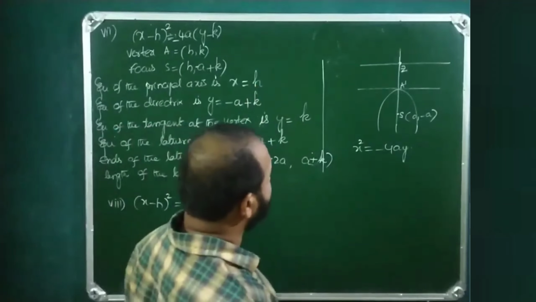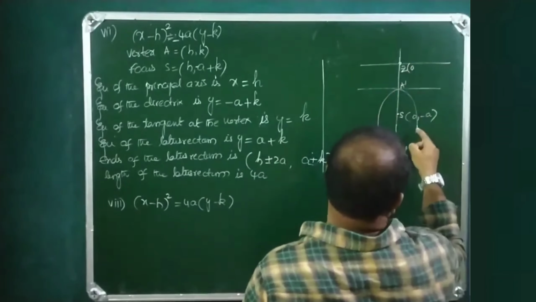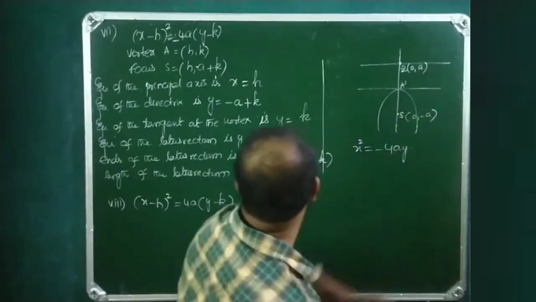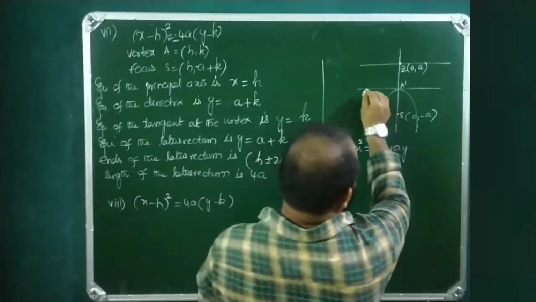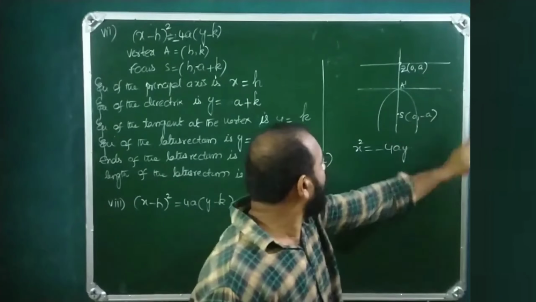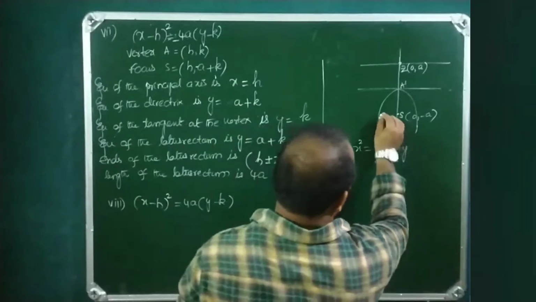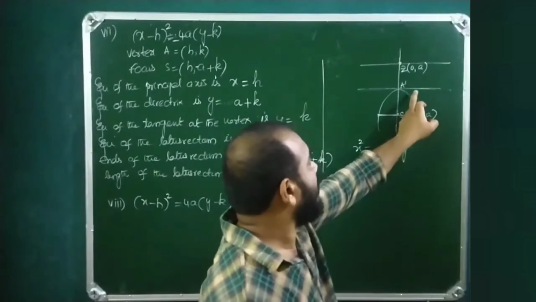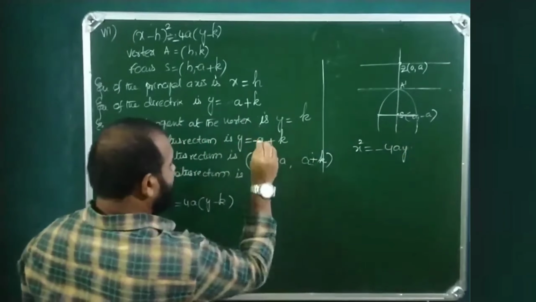The equation of the directrix: here 0 comma plus a, so y equals a plus k. The equation of the tangent at the vertex: what is this? The x-axis, y equals 0, so here y equals k. The equation of the latus rectum is the line parallel to the x-axis, y equals something, so y equals minus a plus k.